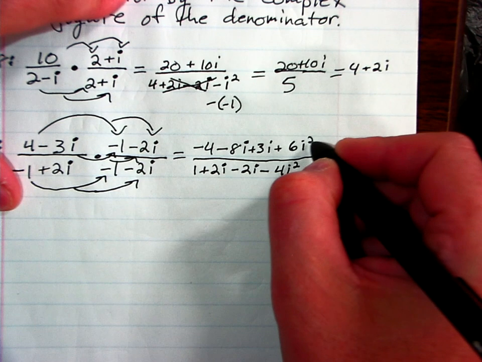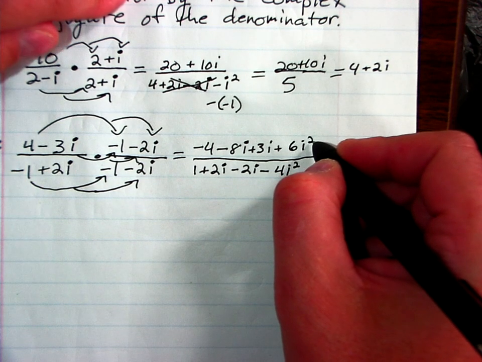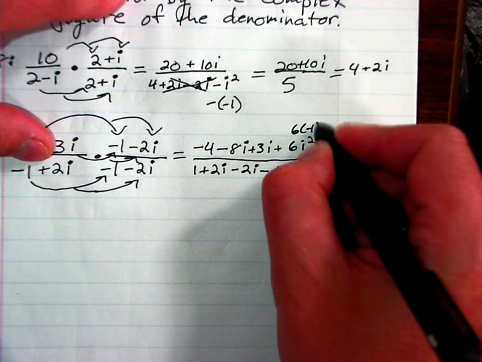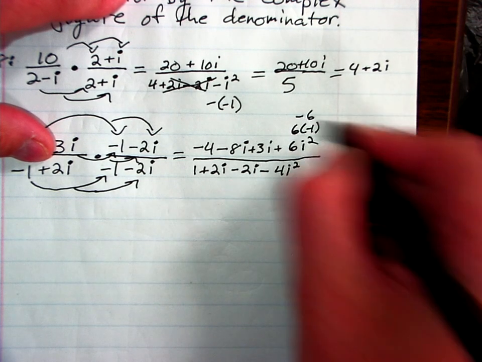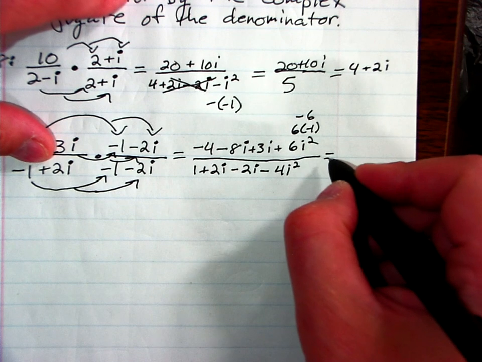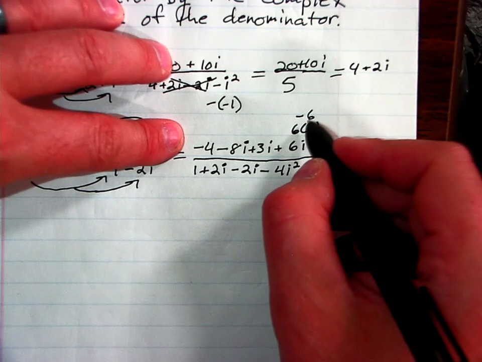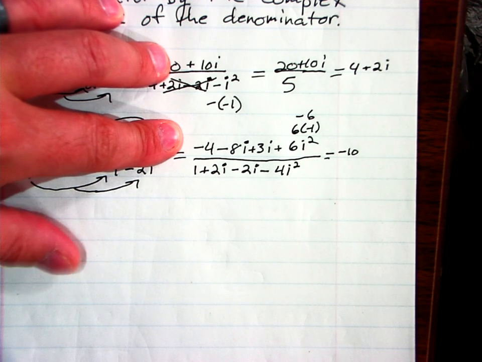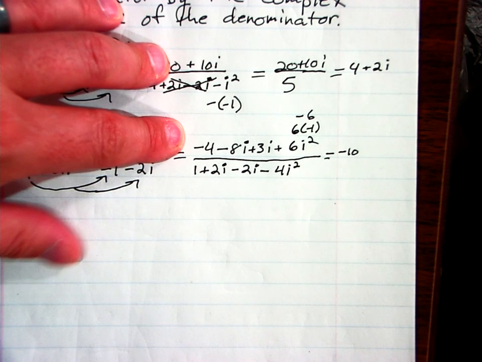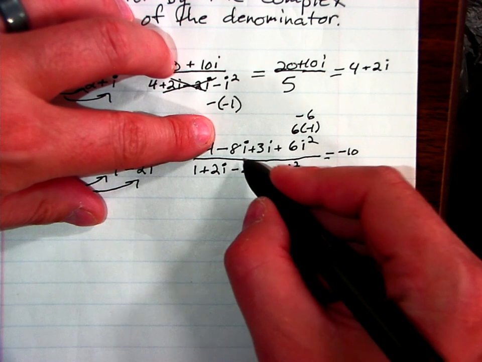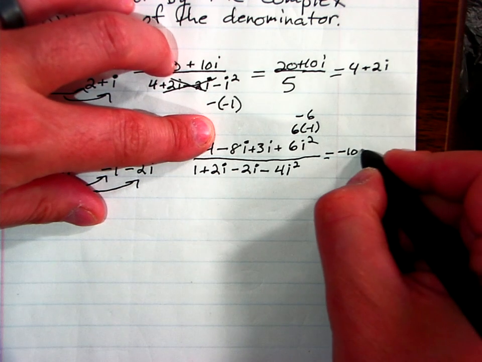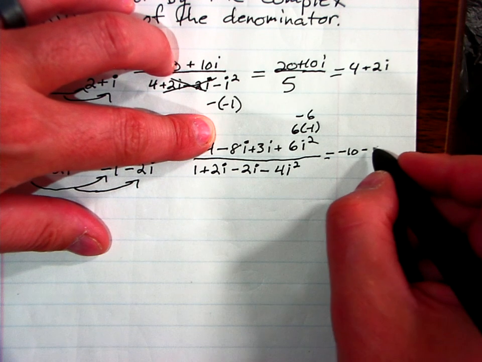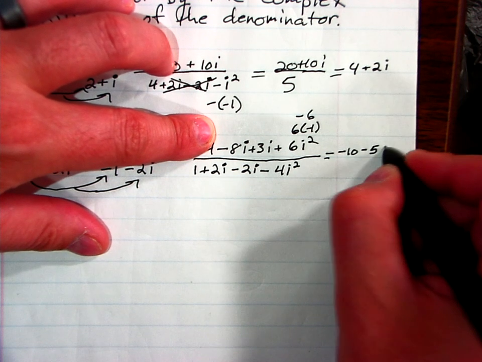So remember, i squared is the same as negative 1. So this is really 6 times negative 1, which is negative 6. So I'm going to combine my like terms. Negative 4 minus 6 is negative 10. And then I'm going to do the same thing to the imaginary numbers. Negative 8i plus 3i is, if I borrow 8 i's and I only pay back 3, how many more do I still owe you? Negative 5i.